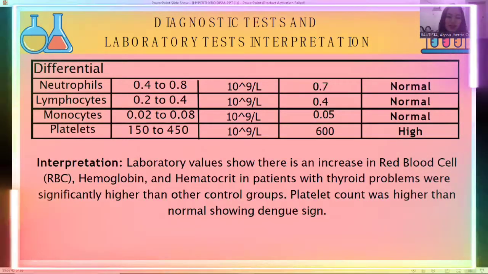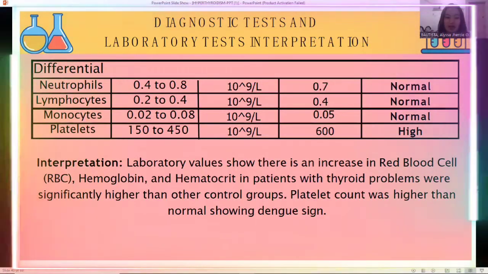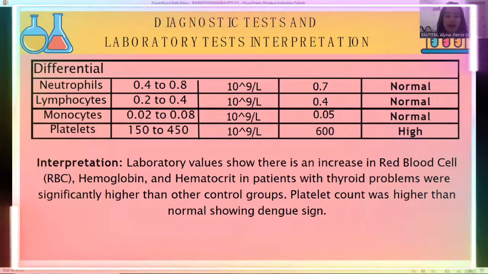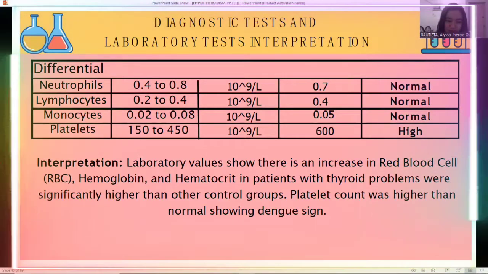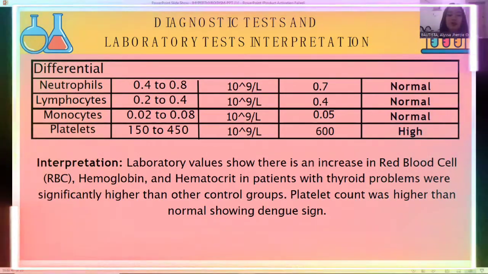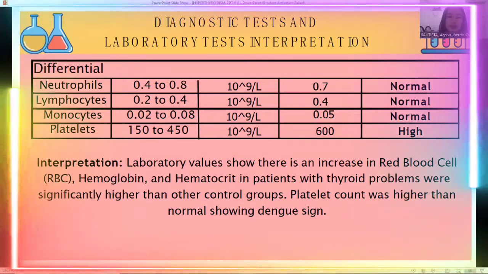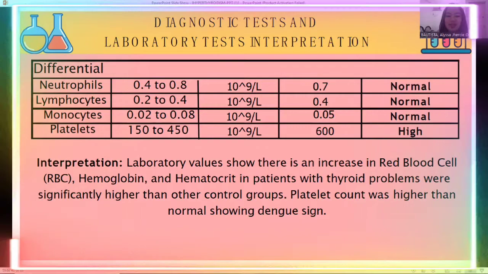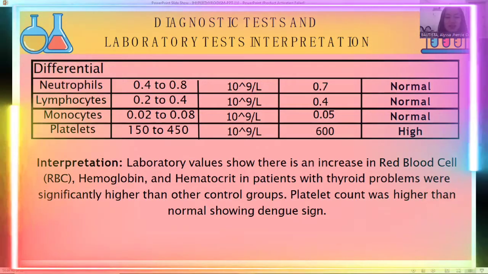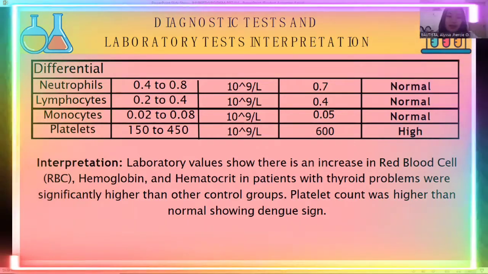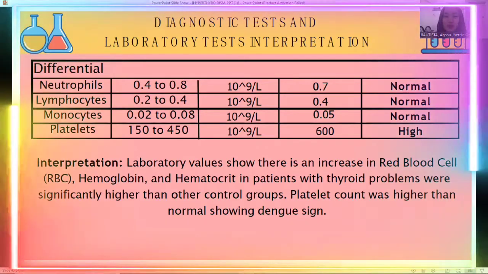Neutrophils 0.7 normal. Lymphocytes 0.4 normal. Monocytes 0.05 normal. Platelet 600 high. Laboratory values show there is an increase in red blood cell, hemoglobin, and hematocrit in patients with thyroid problems, significantly higher than other control groups. Platelet count was higher than normal, showing dengue signs.